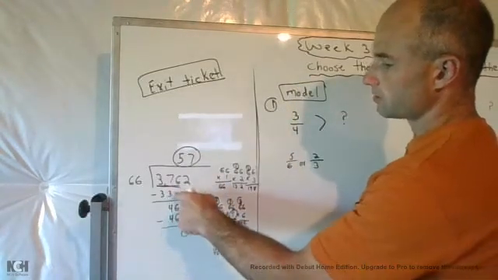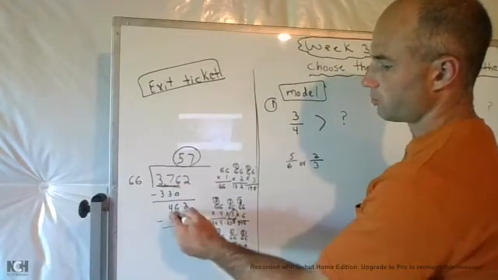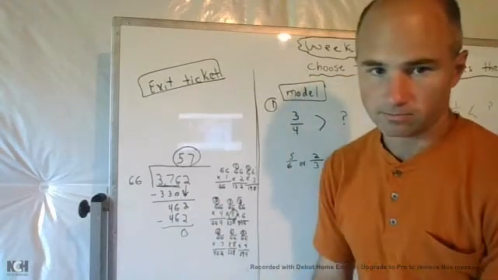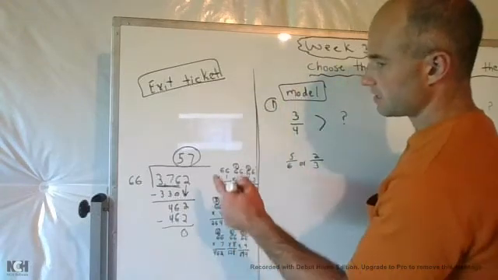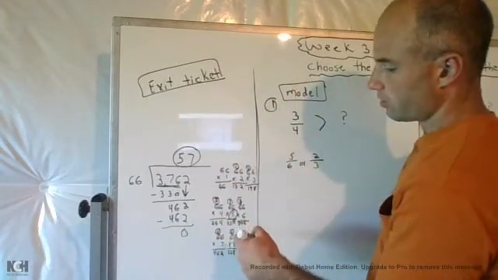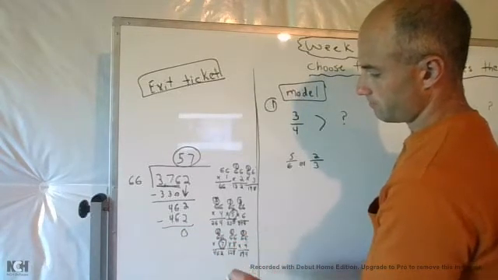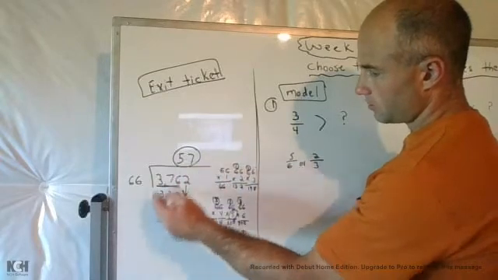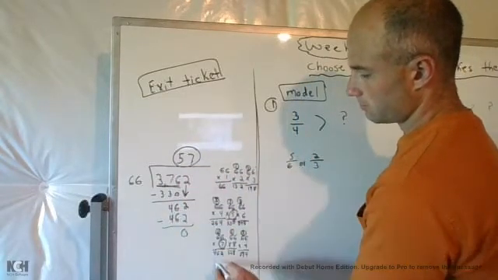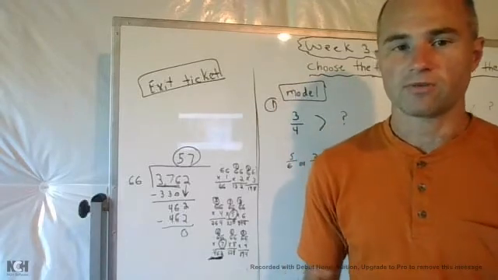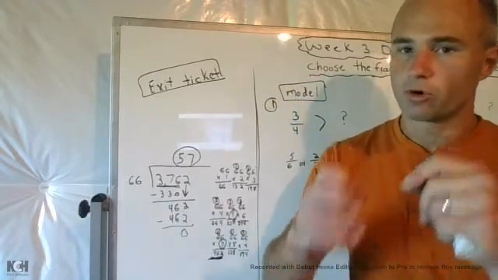So I subtract 330 from 376 to get 46. I bring down my 2, now it's 462. How many 66s go into 462? Well, 7 of them. And you get exactly 462, as you can see here, with nothing left over, giving you that answer of 57. And it's important to check yourself.